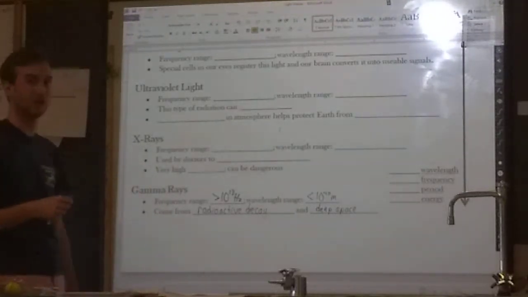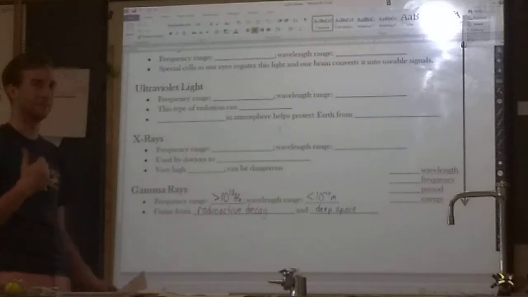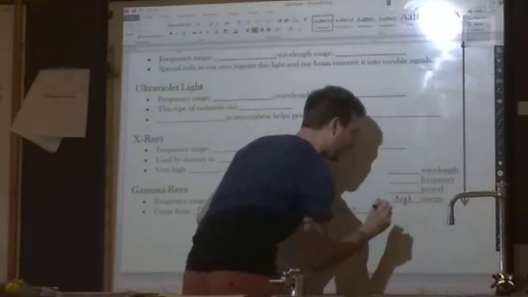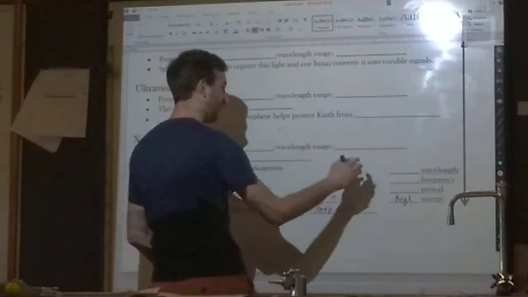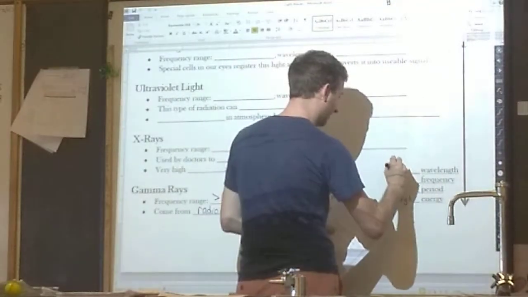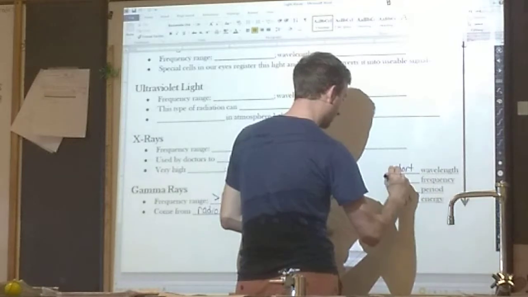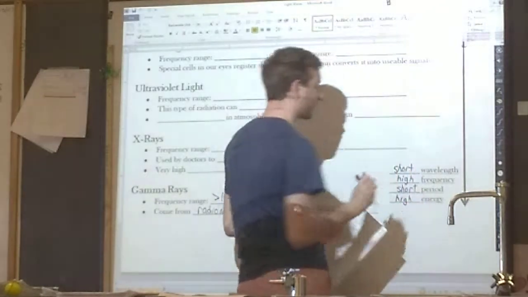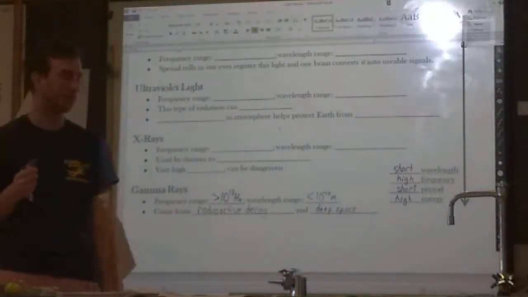They are extremely dangerous. You do not want to be in the path of a gamma ray. Very, very high energy. Okay? As you can see, they have a very short wavelength. They're extremely high frequency. If they're high frequency, they must have a short period. So you can see how these are all related.